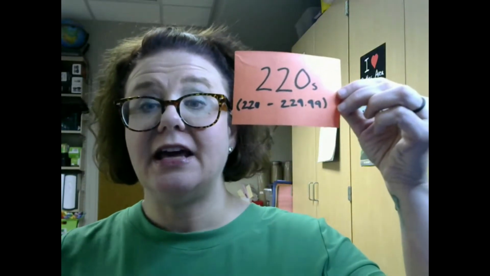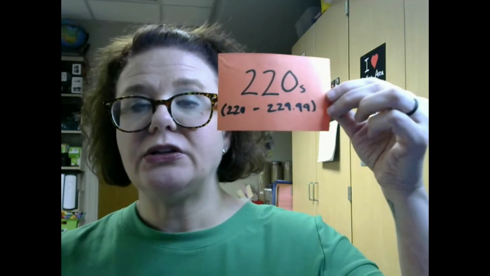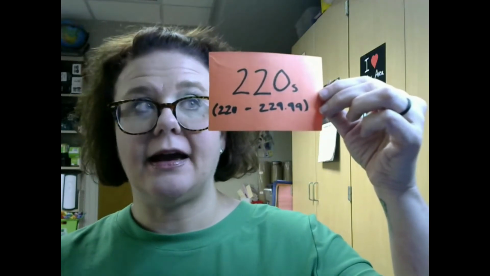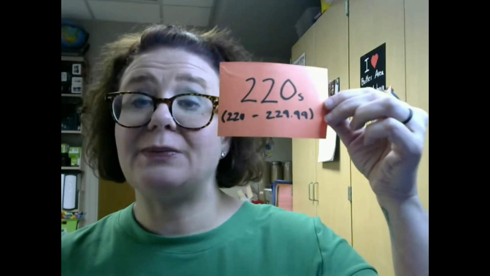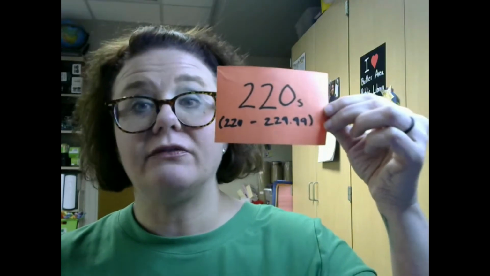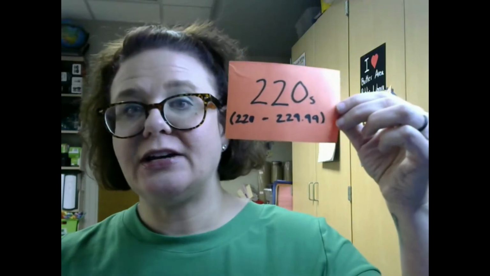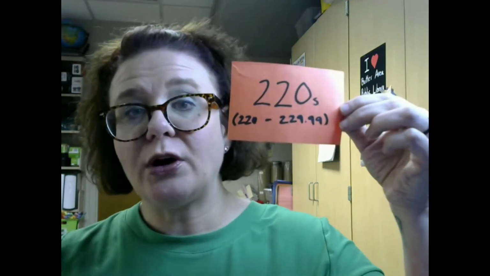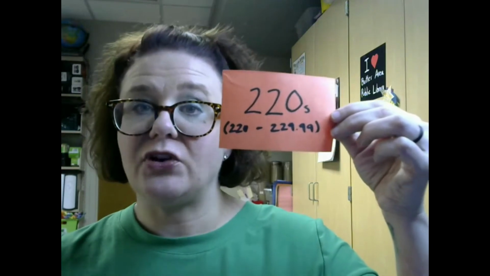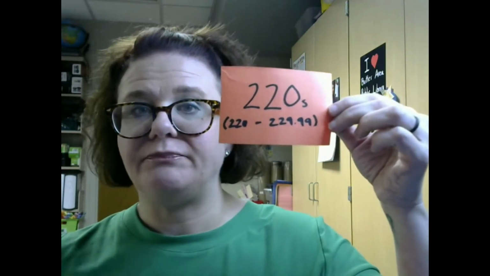The next section is the 220s. So that's 220.00 to 229.99. And this section is specifically set aside for the Bible. There are many different versions of the Bible. There's the King James, the New King James, the New Standard Revised, the Living Word Bible. There are tons of different versions of the Bible. All of them will be found within this 220 section.